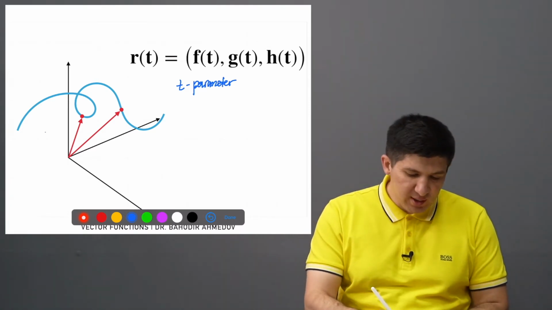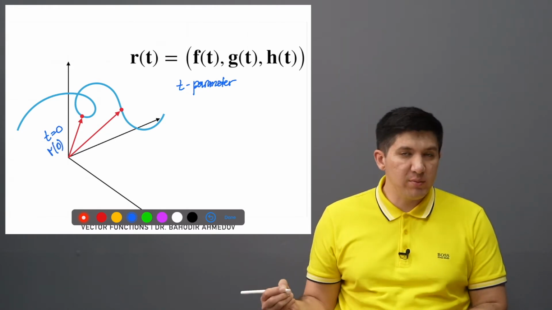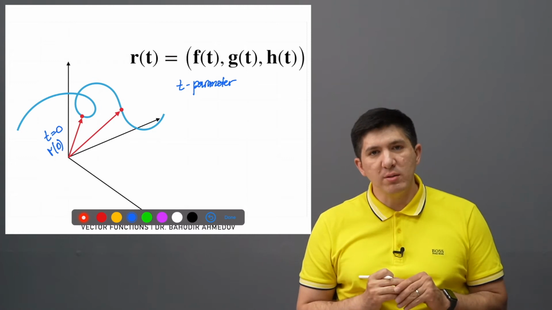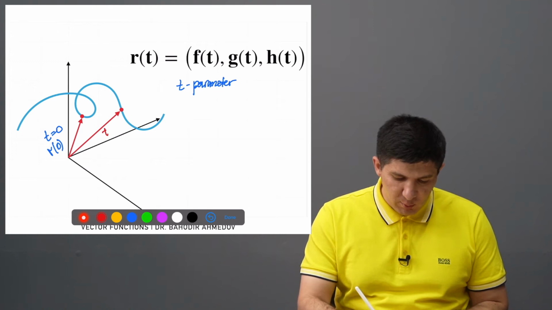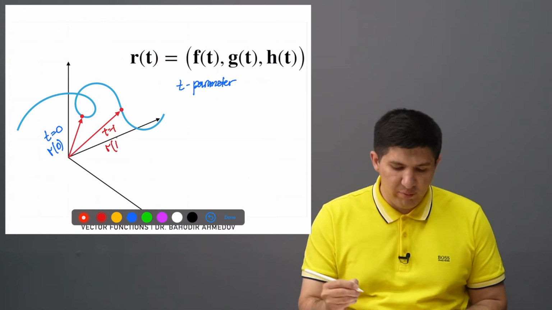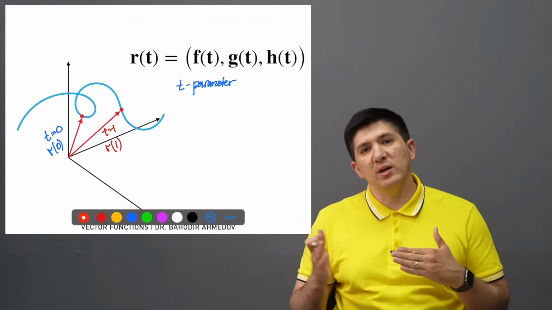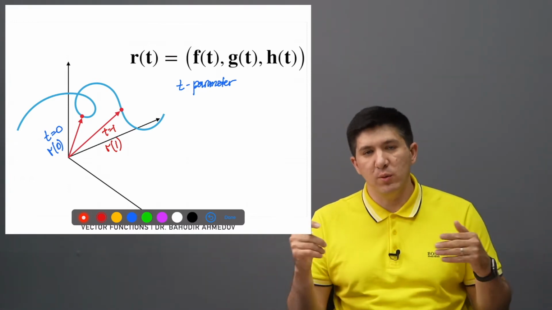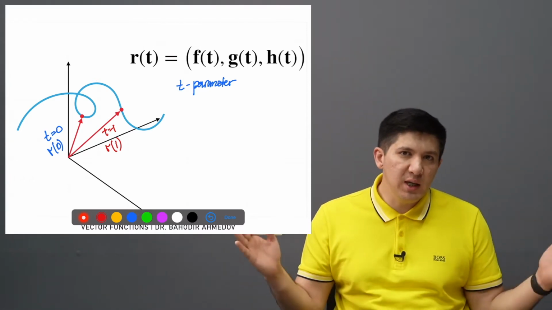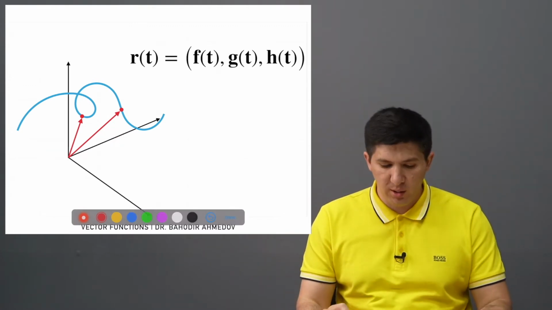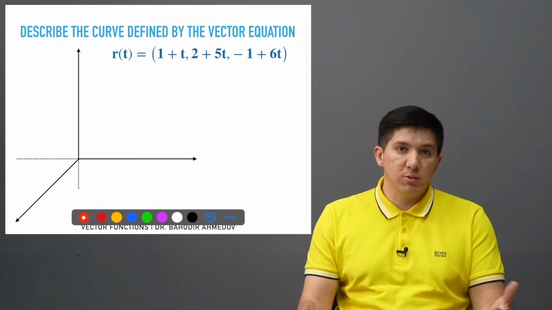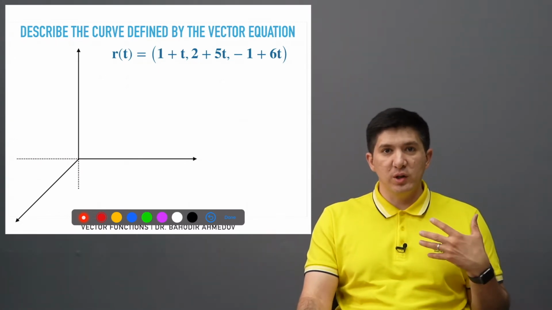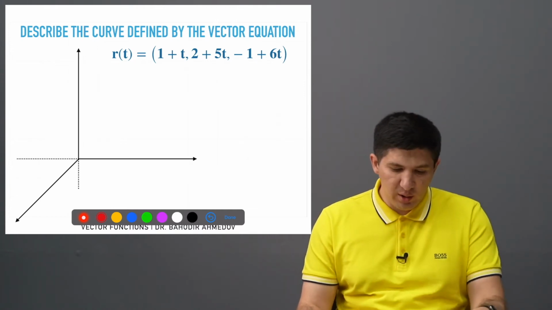For example, if you substitute t equal to 0, you get r of 0. It's going to be a vector which points out to a point on the curve, and when t is equal to 1, you get r of 1, another vector which points out to a different point. So by just changing the values of t, you can reach different points along this curve. What I want now is to describe the curves which are given by vector functions. We are going to start with this one.